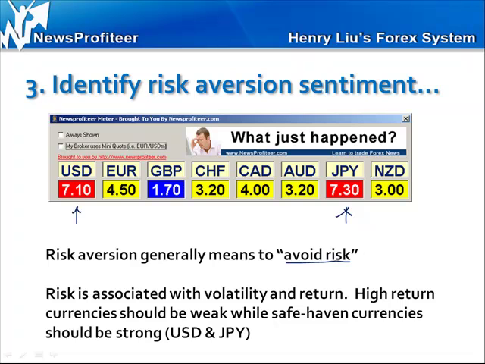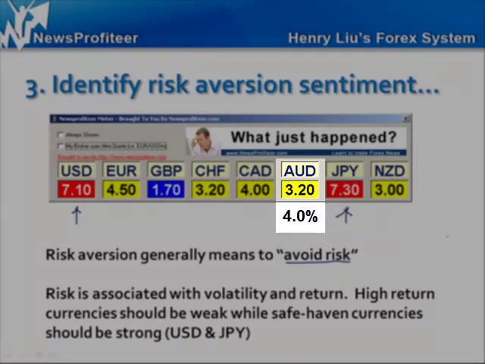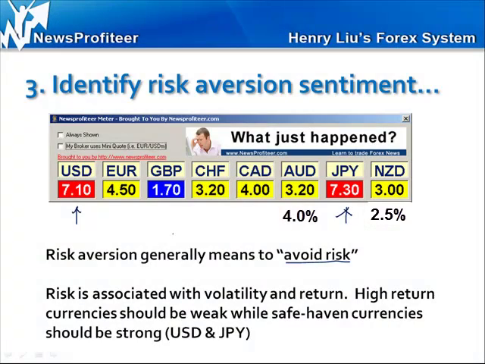And of course, high yield currencies. The easy way to identify them is their official interest rate. We know the Aussie is at 4%, and the New Zealand dollar is at 2.5%. So we see 2.5%, 4%, they're kind of high. And the pound dollar, although it is only at 0.5%, is a very volatile pair.